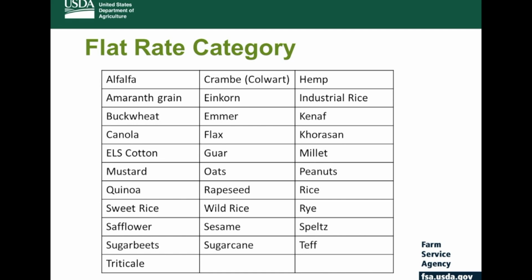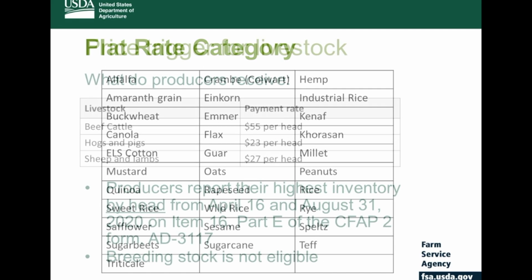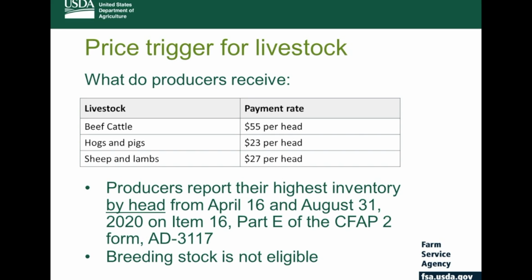Another thing to consider about CFAP 2 is we also have a livestock piece. Now there is a big change with our livestock on this. The money pays pretty well. Our beef guys are going to be getting $55, I believe it's $55. Let me double check. Yeah, $55 a head on some beef livestock. But the thing is here, no breeding stock can be used in this calculation.